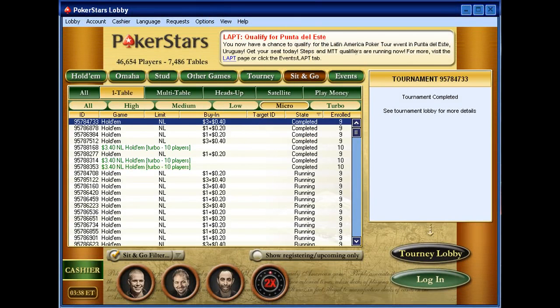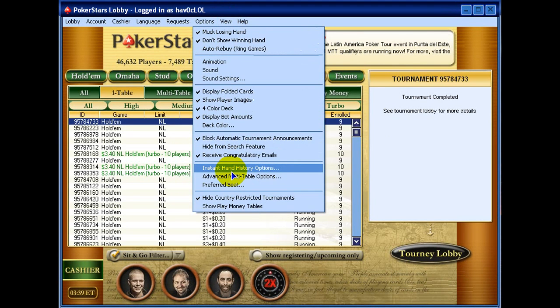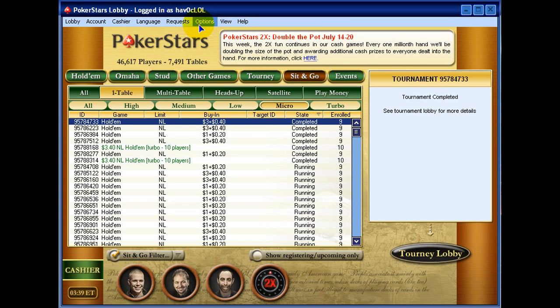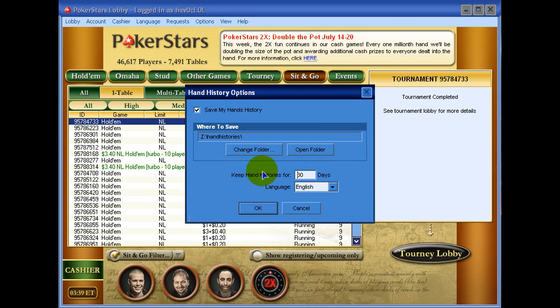Today I'm going to be showing you how to use Sit and Go Wizard. Basically, to start with, I'm playing PokerStars here. Sit and Go Wizard supports a broad range of sites, but let's just start off with PokerStars. First off, we find out where our hand histories are saved. This is Z, hand histories for me.